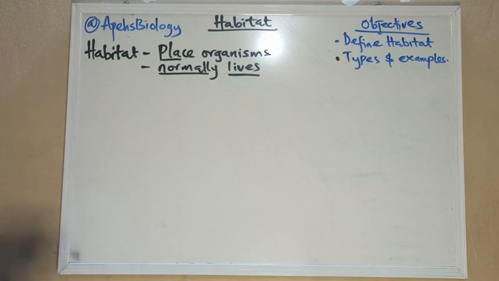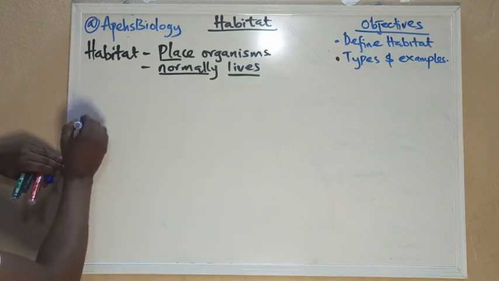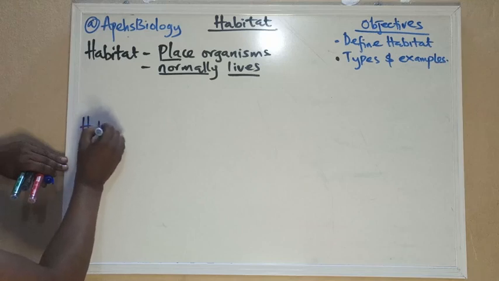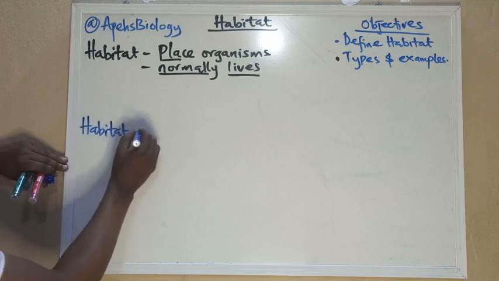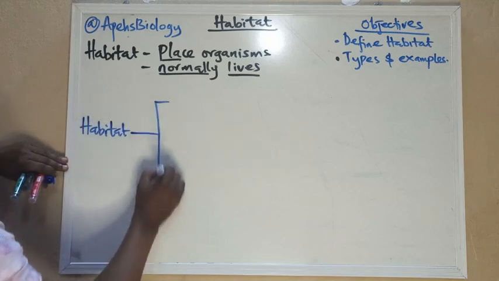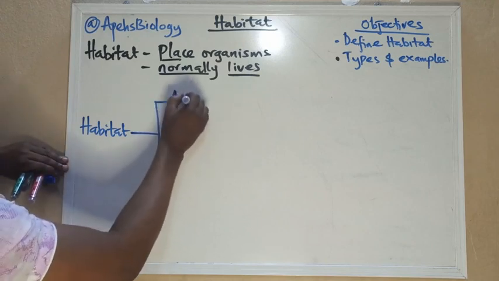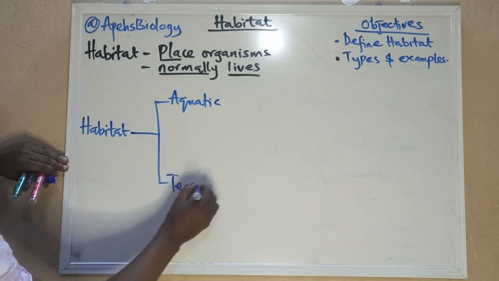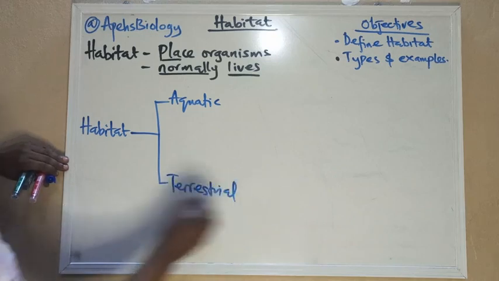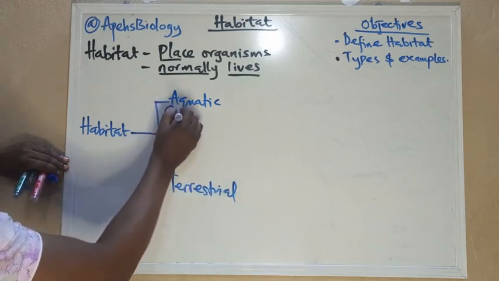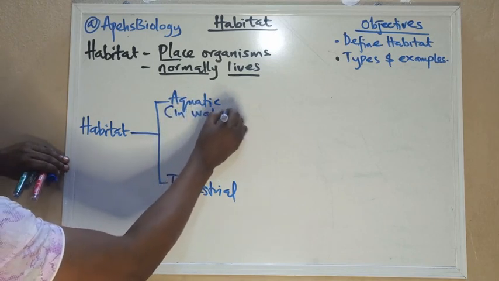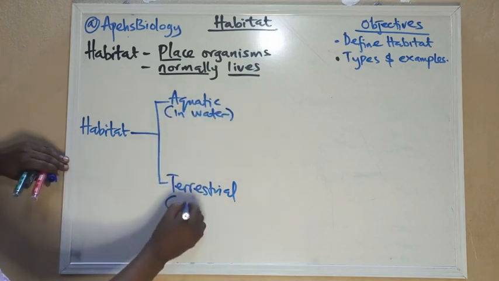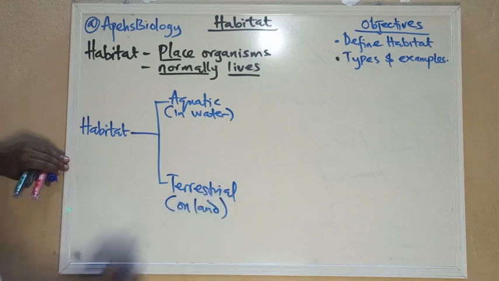For types, we'll simply classify them like this. We'll have habitat. We can classify them into two types. We can say aquatic, and then we'll have terrestrial. Aquatics are found in water. Habitats in water are called aquatic. Habitats on land are called terrestrial.